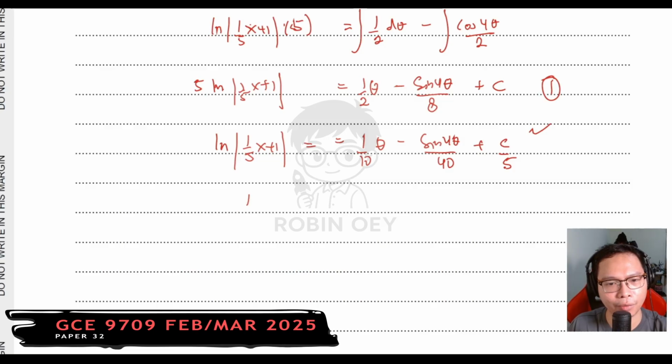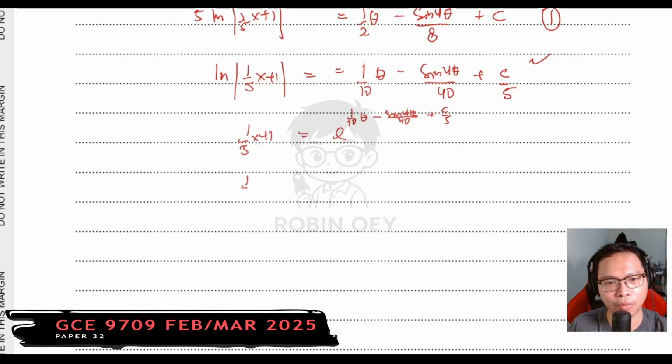So we have 1 over 5x plus 1 equals e to the power of the rest, 1 over 10 theta minus sin 4 theta over 40 plus c over 5. Then next, 1 over 5x equals e to the power of 1 over 10 theta minus sin 4 theta over 40 plus c over 5, negative 1.